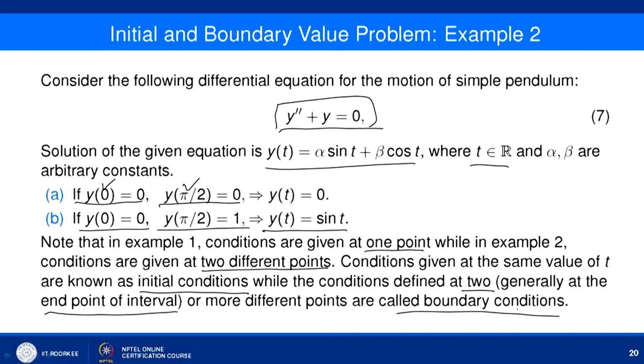So if along with an ordinary differential equation the conditions are prescribed at only 1 point, it is an initial value problem. If along with an ordinary differential equation the conditions are defined at more than 1 point, or say 2 points or more than 2 points, then it is known as a boundary value problem, and the conditions are known as initial conditions and boundary conditions respectively. Okay. Now, let us consider the following remark.